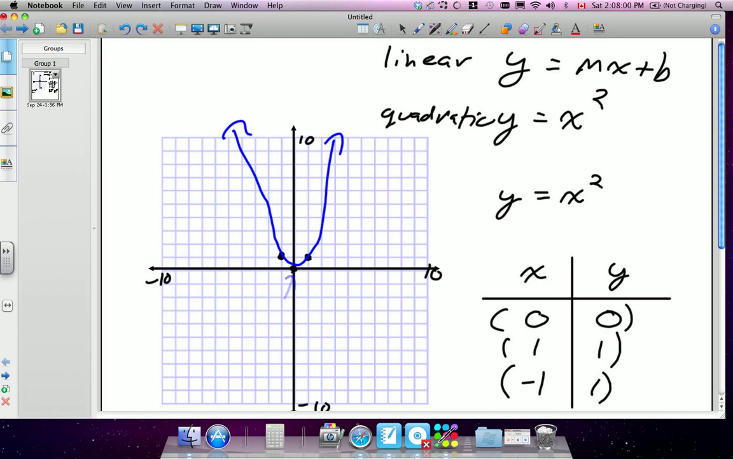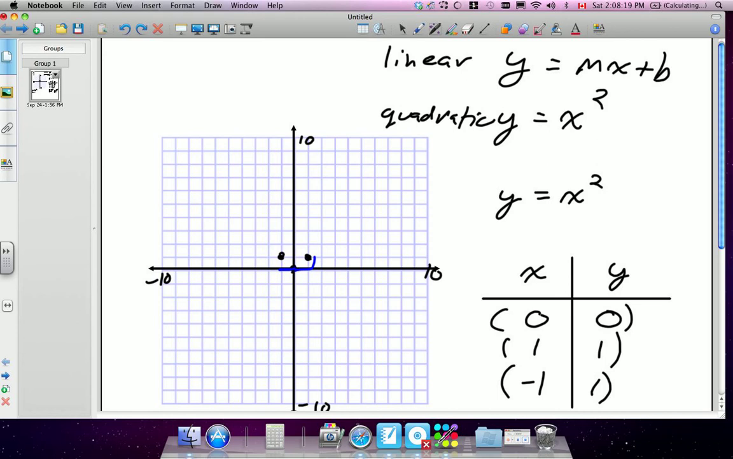So when I go to graph this, I go over 1, and I square that number. And that tells me how much to go up. So we knew that 1 over 1 squared is 1, so I go up 1. Same with the other way. -1, I went -1 direction. -1 squared is 1. So let's talk about the next point.